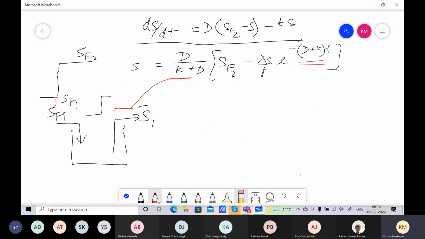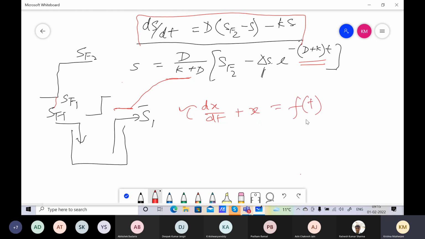Right? You essentially are writing this expression here, right? And you can write tau dx by dt plus x is equal to f(t). This is essentially the form of the equation, isn't it? f(t) is a step function. And you take the Laplace, you get tau s.